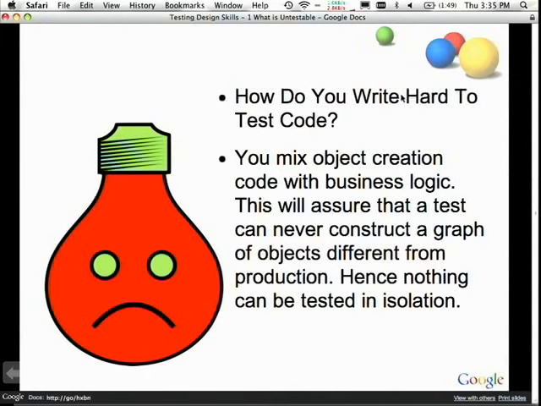The real crux of the problem is, if you want to make code hard to test, you're going to mix your object creation code with business logic. The moment you mix those two pieces together, you cannot instantiate anything in isolation. And when you cannot instantiate anything in isolation, the only thing you can possibly instantiate is these humongous chunks of application which pretty much cause you to instantiate the whole thing. And now we're back to square one, which is scenario-based testing. And we kind of already decided that's not a good idea.